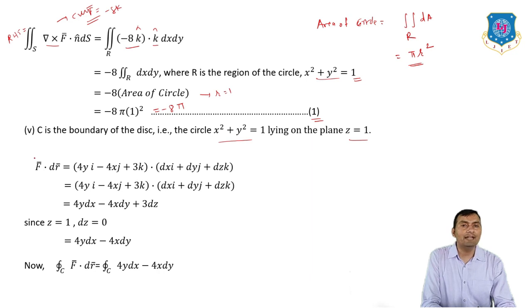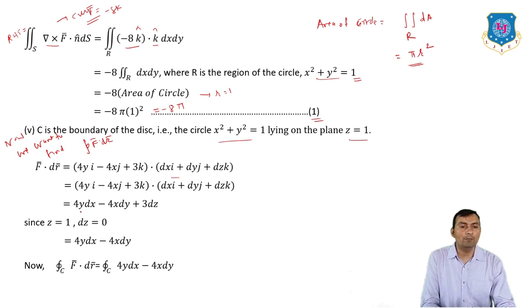So we can find F dot dr, because what we want to find out now is the line integral of F dot dr. Here F is given, and dr can be written as dx i plus dy j plus dz k. So taking the dot product of these two vectors, we will get 4y dx minus 4x dy plus 3 times dz. Since z is equal to 1, we can write dz equal to 0.